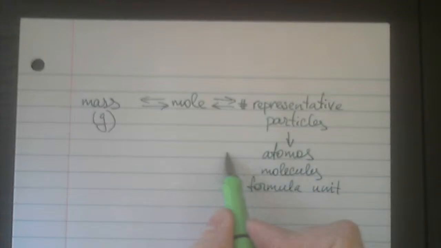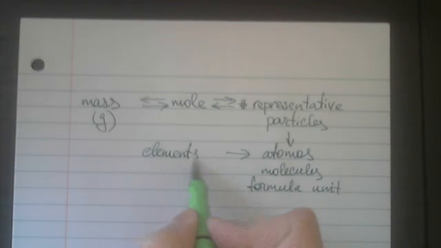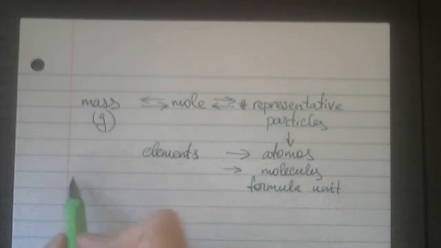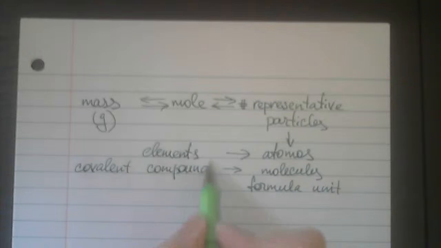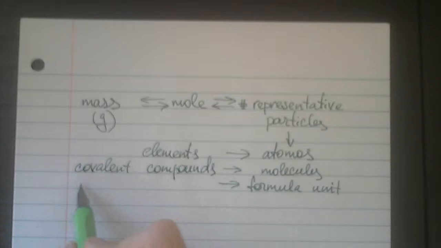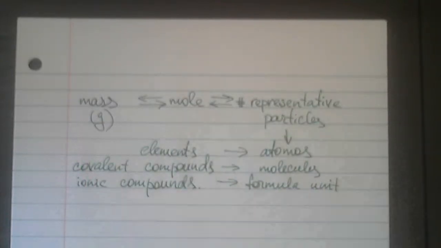Okay, so atoms are representative particles of elements. Molecules are representative particles of covalent compounds. And formula units are representative particles of ionic compounds. And mole serves as the connection between mass and number of representative particles. Let's see how it works.